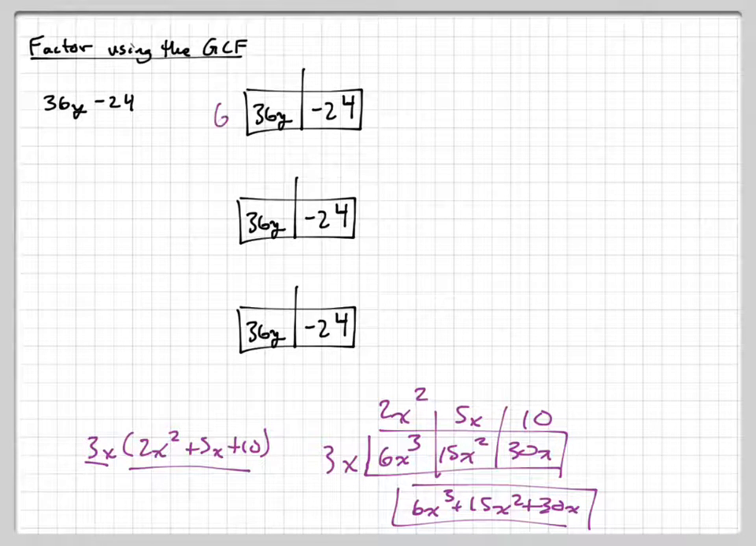I heard 6. I heard 12. 18. No, 24 can't be divisible by 18. 4? 2. Okay, so all 3 of these numbers work. These are all called common factors, but only one of these is the greatest common factor. 12 is your greatest common factor, and so that one's going to be the right answer in the end.